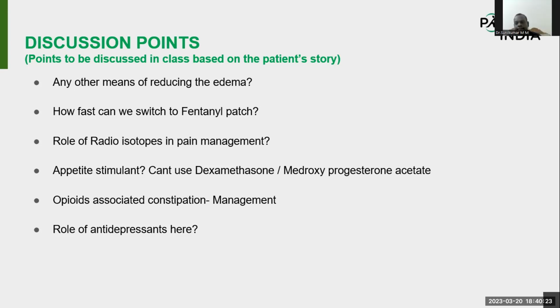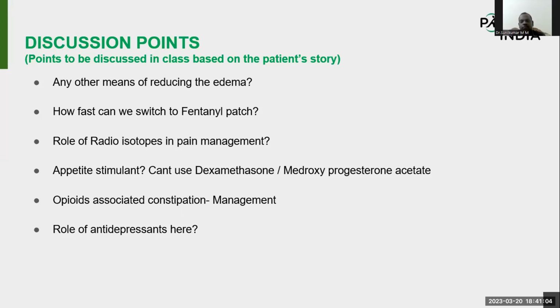Hemoglobin has to be above 10, WBC count has to be above 2,500, and platelets at least above 1 lakh. If all these marrow parameters are good, we can give it. But if the patient has already received chemotherapy and his marrow is suppressed, we can reduce the dose. Half dose also we can give.